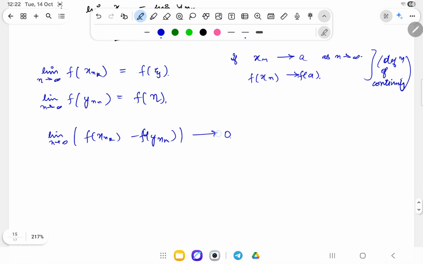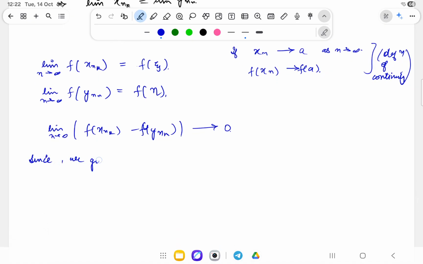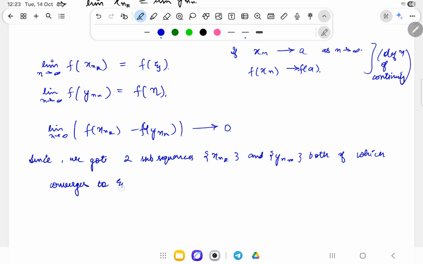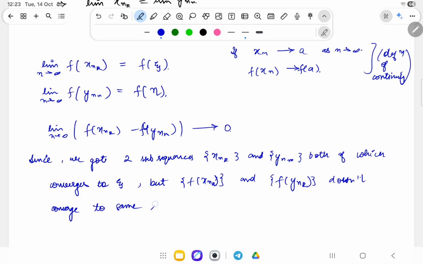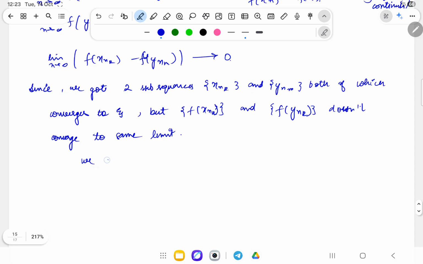So since we got two subsequences, that is xnk and ynm, both of which converge to xi, because xi is equal to eta, but f of xnk and f of ynm don't converge to the same limit, we got a contradiction to continuity.